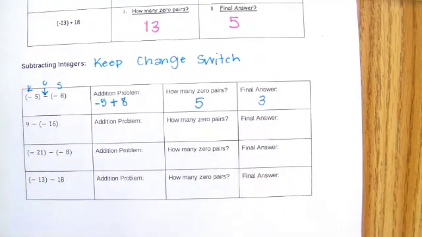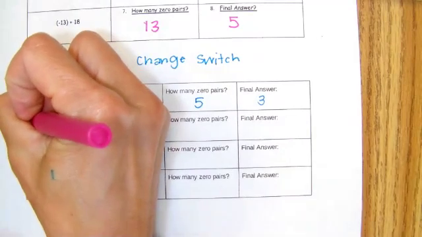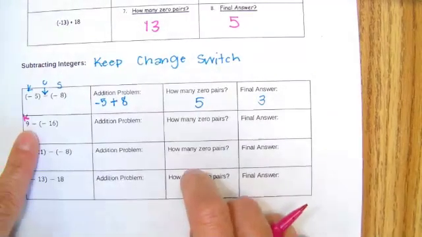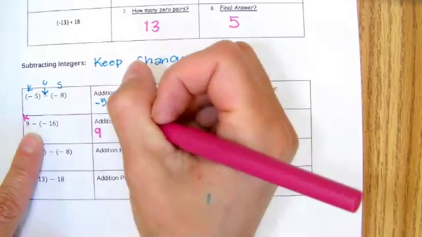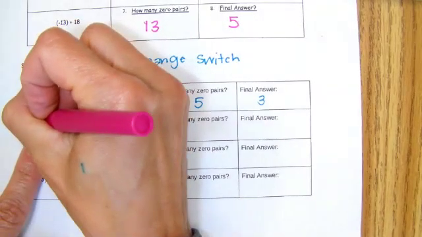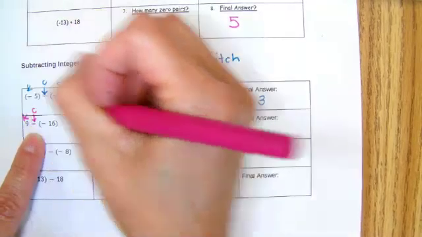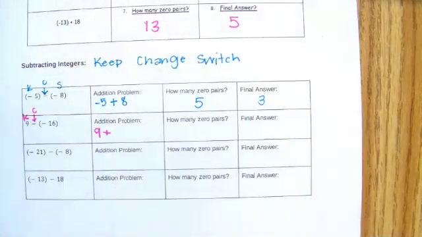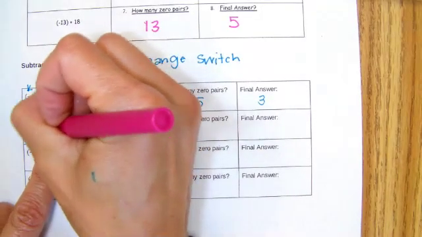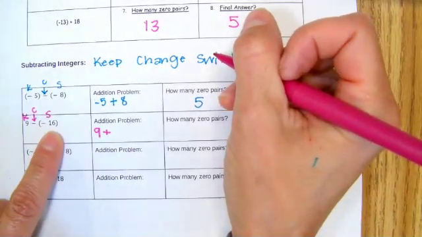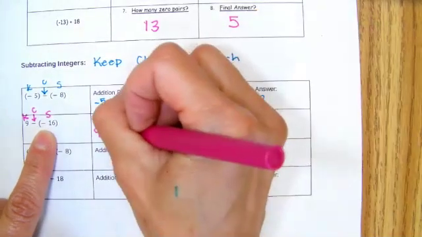So again, we're going to keep the 9. Whatever that first number is, whether it's positive or negative, you keep it. No matter what, keep it. You're going to change whatever sign is in the middle. So we're going to change that. The idea is to make it a plus every time. And we're going to switch whatever the last sign is of that number. So this one, we're going to switch to a positive.